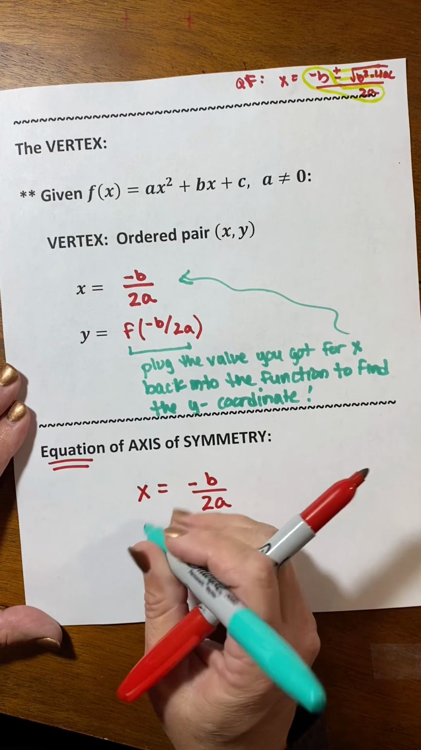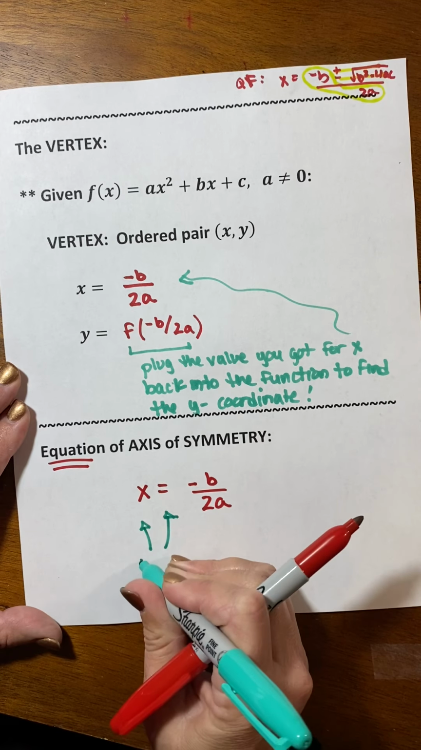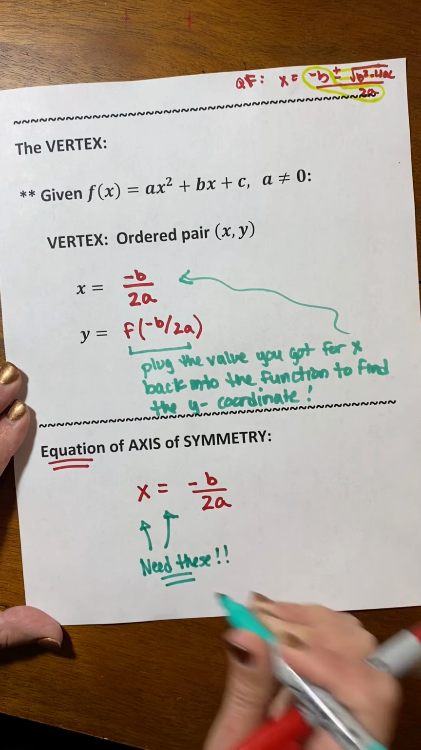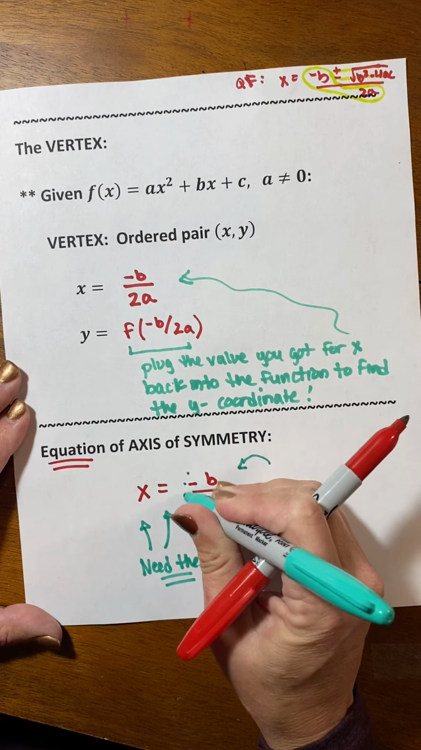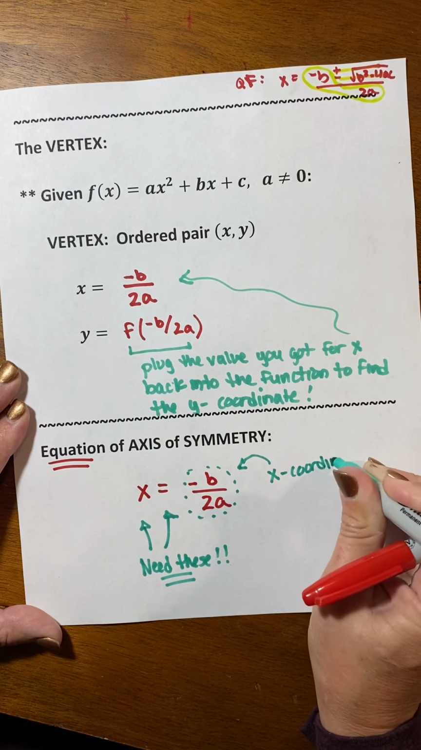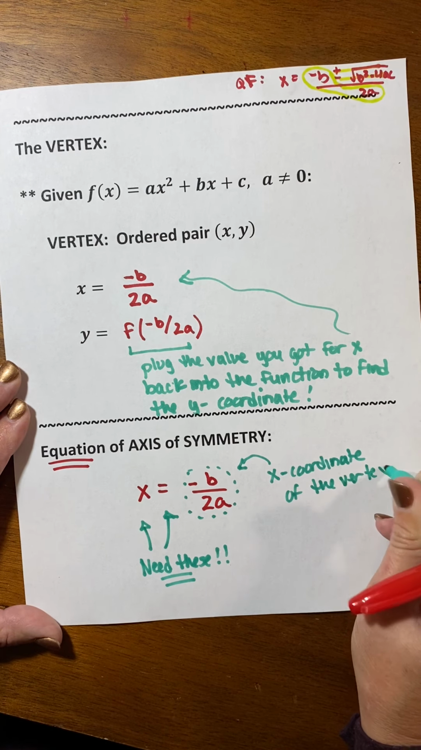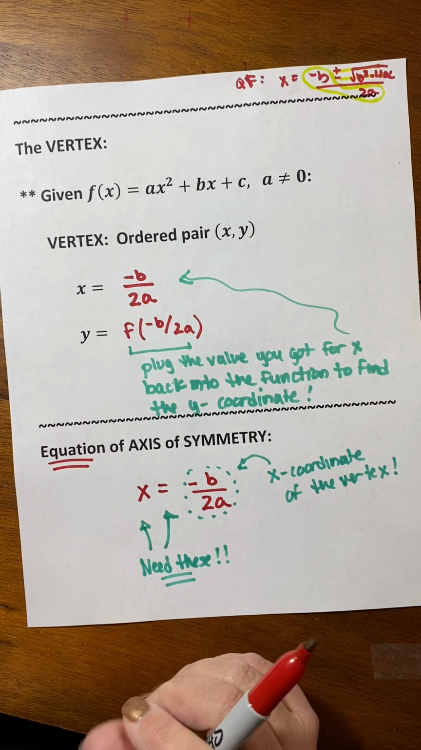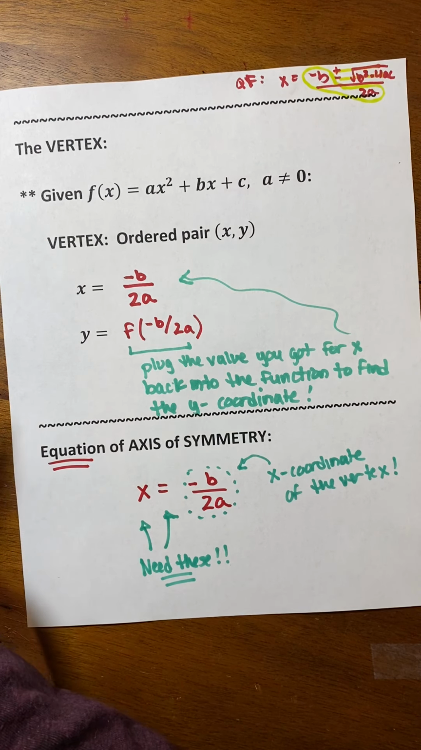You need all three parts when you plop this into Alex. You need these. And you'll see what I mean in a moment. And this whole number is just the x coordinate of the vertex. All right, so that being said, let's take a look at this quadratic function and determine the vertex and the equation for the axis of symmetry.